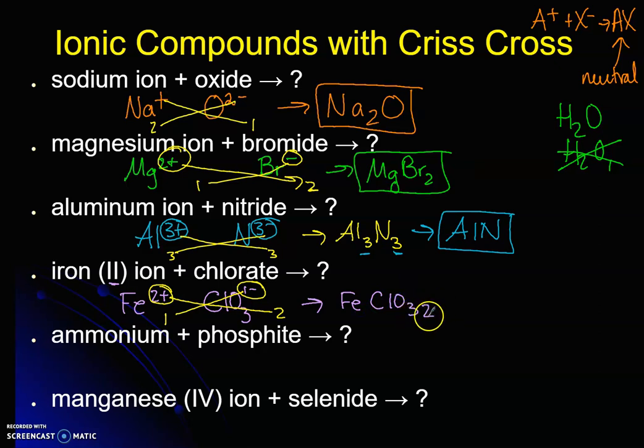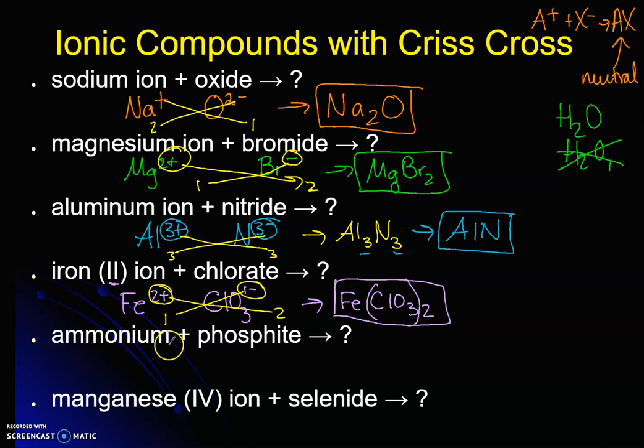But I can't write ClO32 because that just looks very weird. So that's when I put my parentheses in front of the 2 around the ClO3s. This says that I need 2 chlorates in order to get my neutral compound. Okay, so that's how we work around that. That's why all those parentheses are in there.